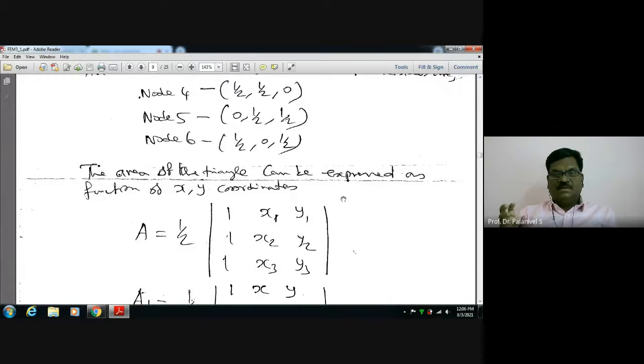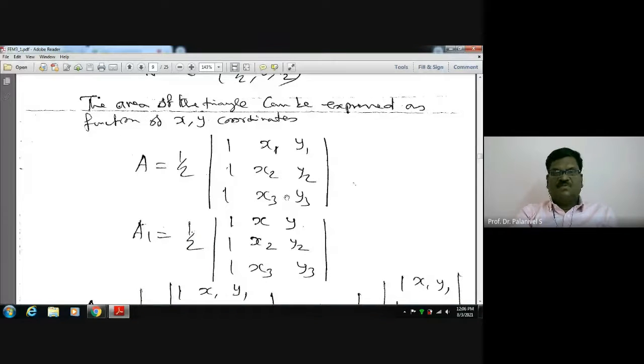But when you work with the finite element software, you will be feeding the coordinates and all of the geometrical properties by the Cartesian coordinate system. So how do we calculate the area of the triangle? It can be expressed as a function of x, y coordinates; from Cartesian coordinate values the area can be computed. It can be shown also.